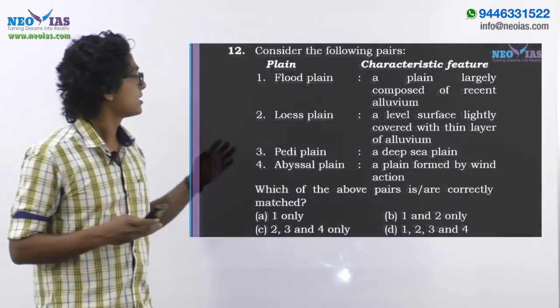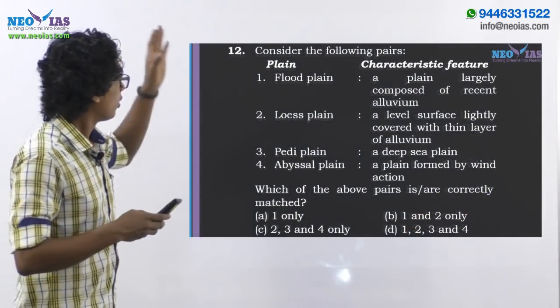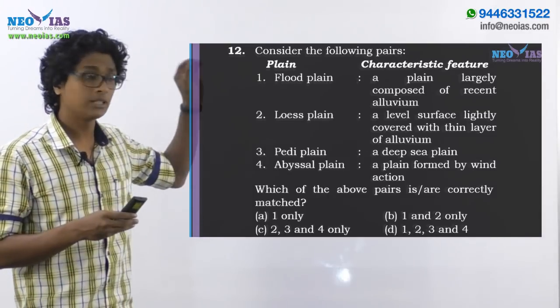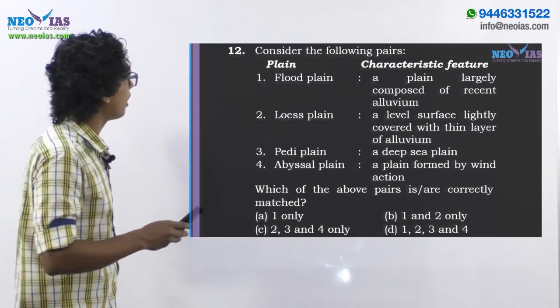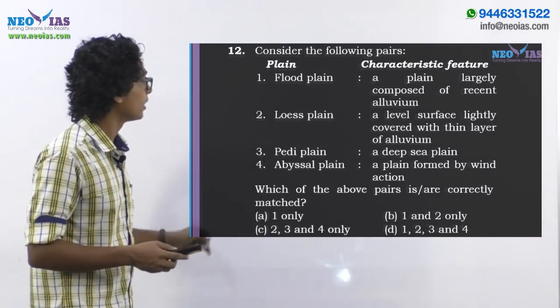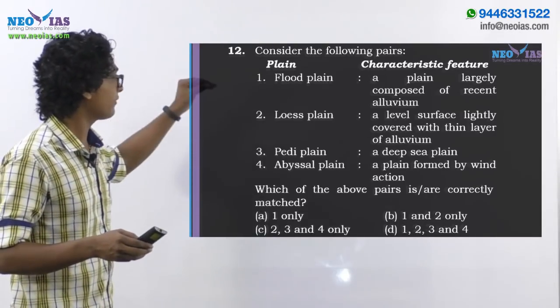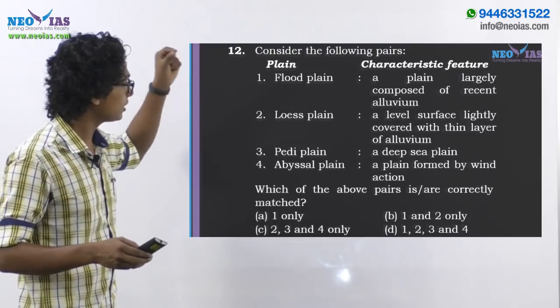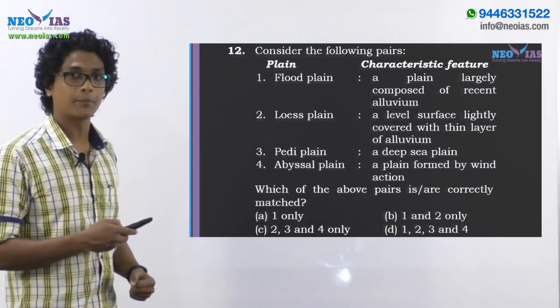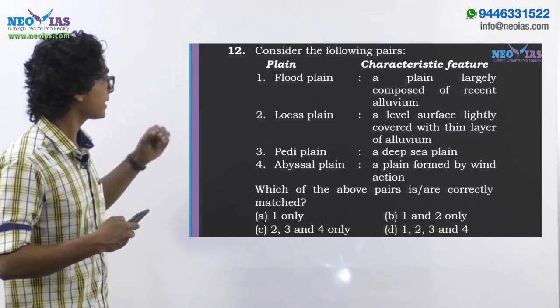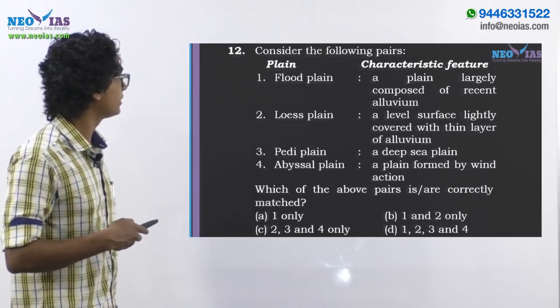Today's model question is a pair type of question. On one side you are given the plains, and the characteristic feature of these plains has been asked on the right side. The plains given in the question are floodplains, loess plain, the peneplains, and abyssal plain. Now let's take a look at each of these terms, what they mean.